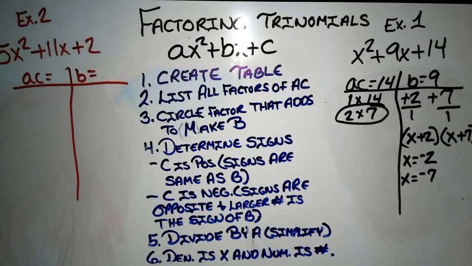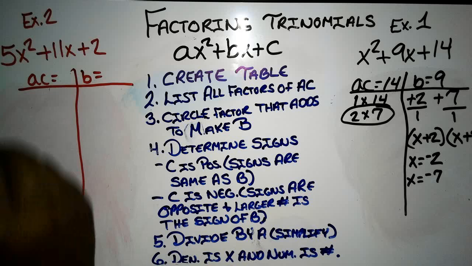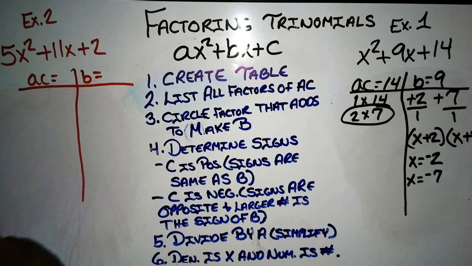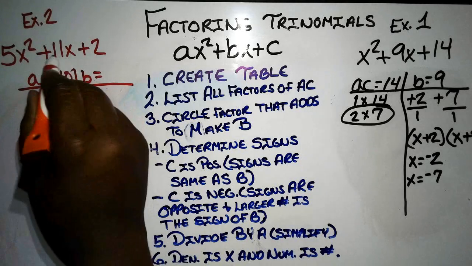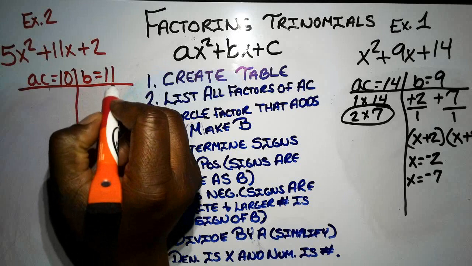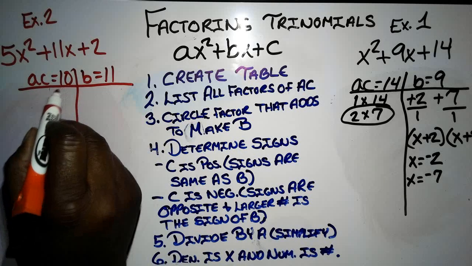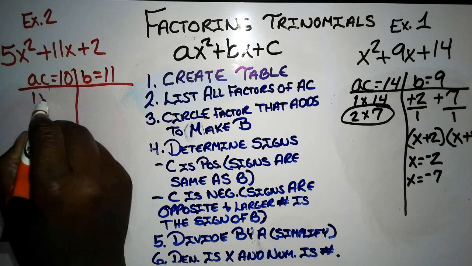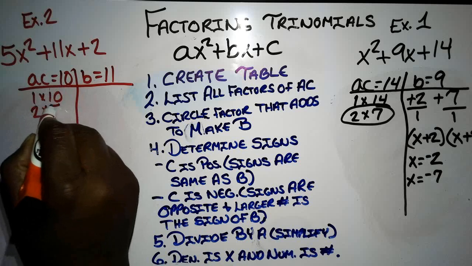Now we're going to look at example 2. Now in example 2, our leading coefficient, or our a, is not 1 this time. This time it is 5. So we're going to take 5 and multiply it by 2, and we get 10 this time. Now our b is 11. So I'm going to list all the factors I can think of to get 10. Well, the first one, of course, is 1 times 10, and then 2 times 5.